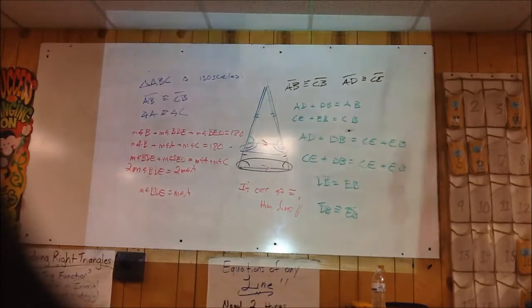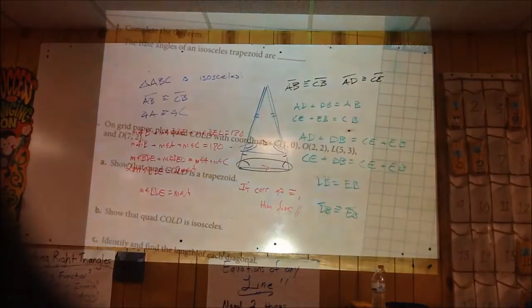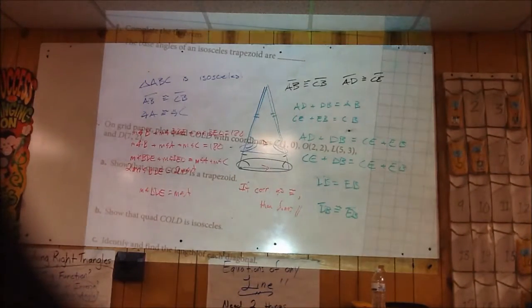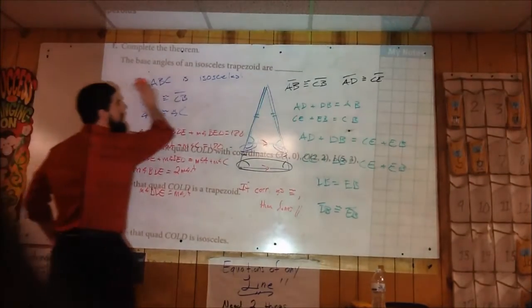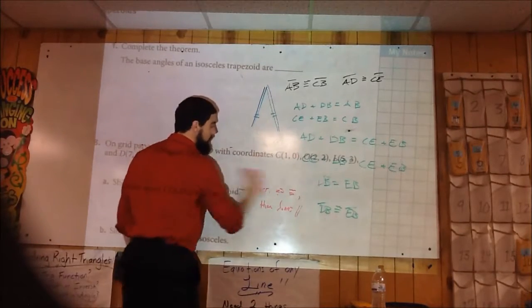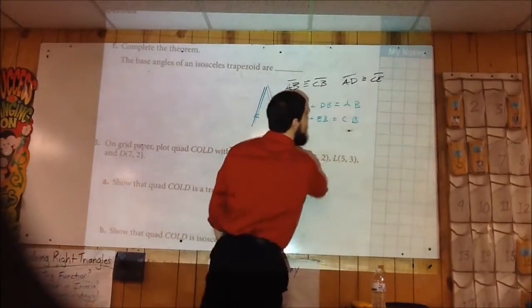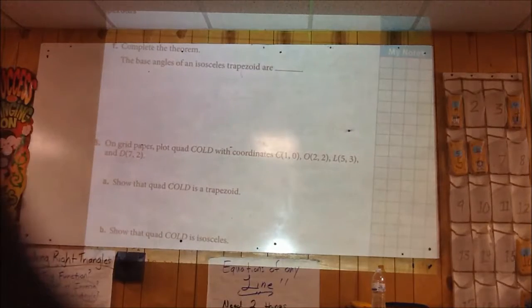And that's exactly what it says on part F on page 211. Page 211, part F says complete the theorem. The base angles of an isosceles trapezoid are congruent. That's both pairs of base angles. Both pairs of base angles are congruent. They're not congruent to each other like the 2 different pairs of base angles, but within each pair.